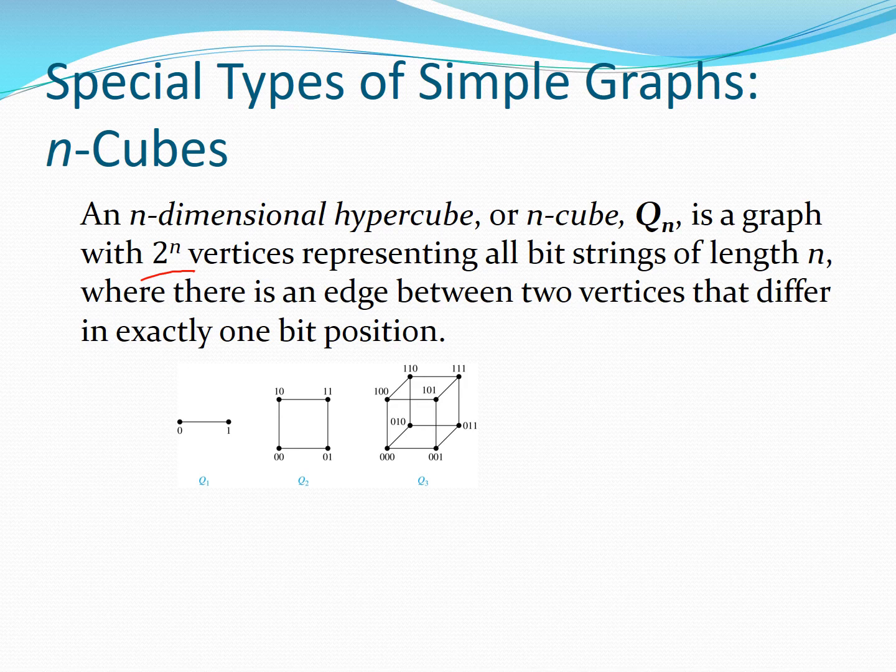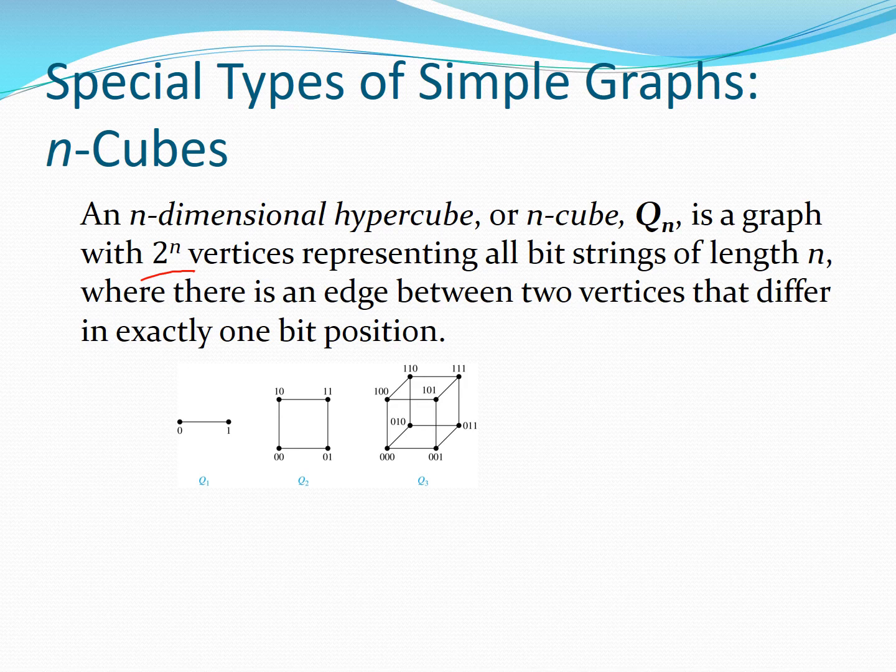And how many bit strings can you have with n bits? You can have 2 to the n bit strings, right? So each of the vertices is represented using a bit string of length n. And there is going to be an edge between two vertices if the two vertices differ by a single bit position, then only can you have an edge between two vertices, and that special kind of graph is called an n-cube.